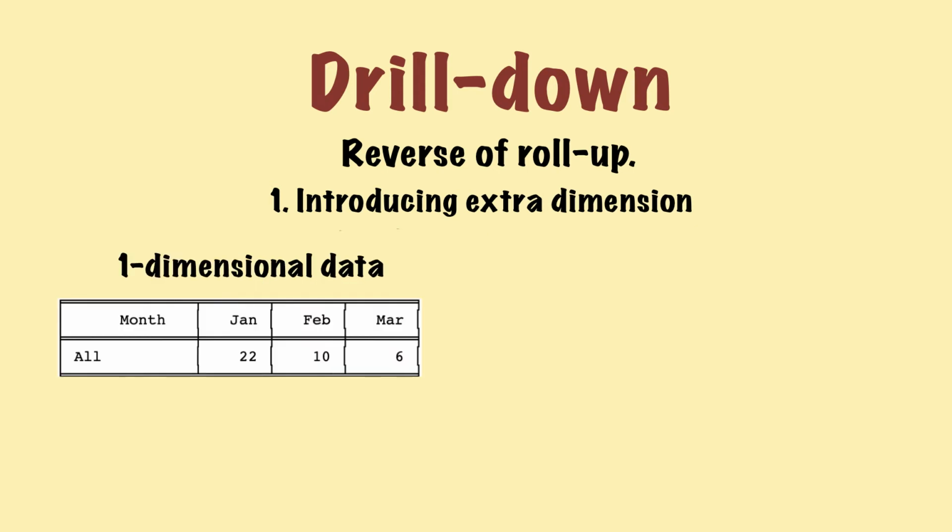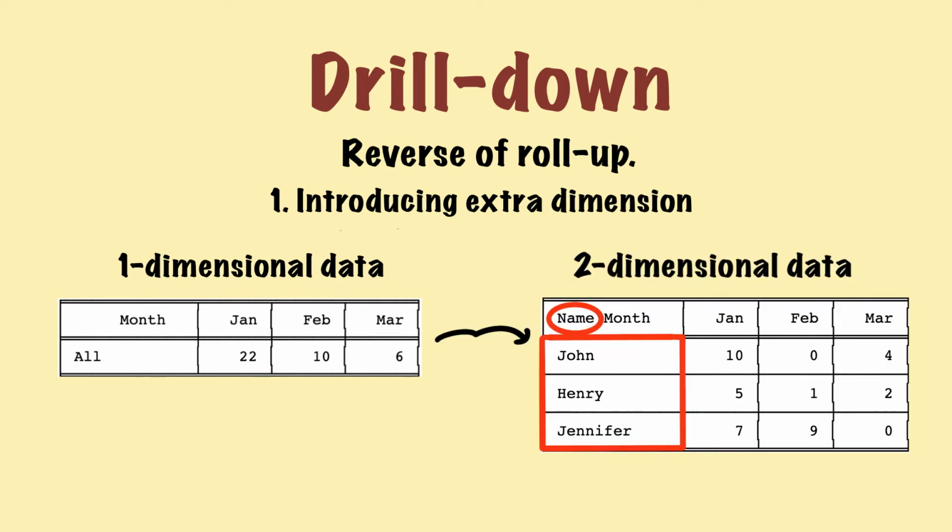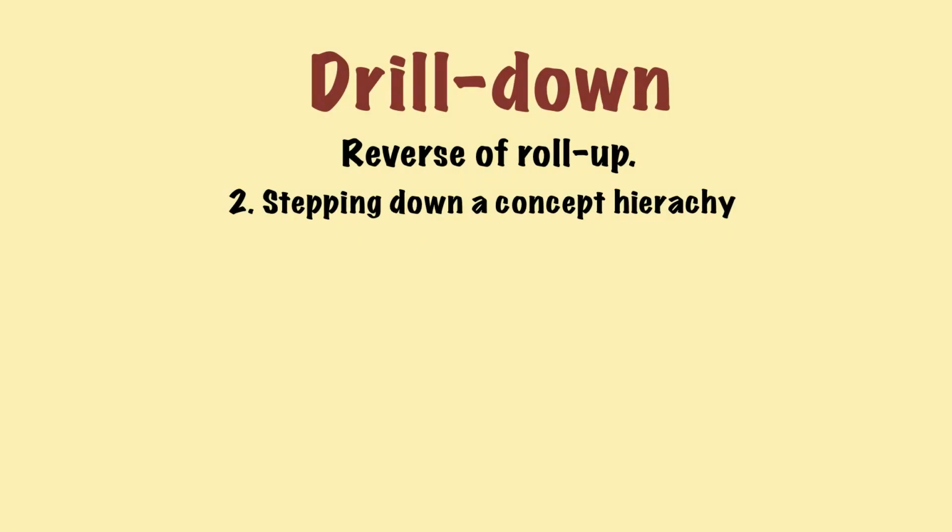How to introduce an extra dimension? Say we have this 1-dimensional data with only month information. We add the extra name dimension, including John, Henry, and Jennifer. As you might expect, we must have this name dimension stored in our database to do such an operation, so it's not always available. Second, stepping down the concept hierarchy requires the dimension to exist.